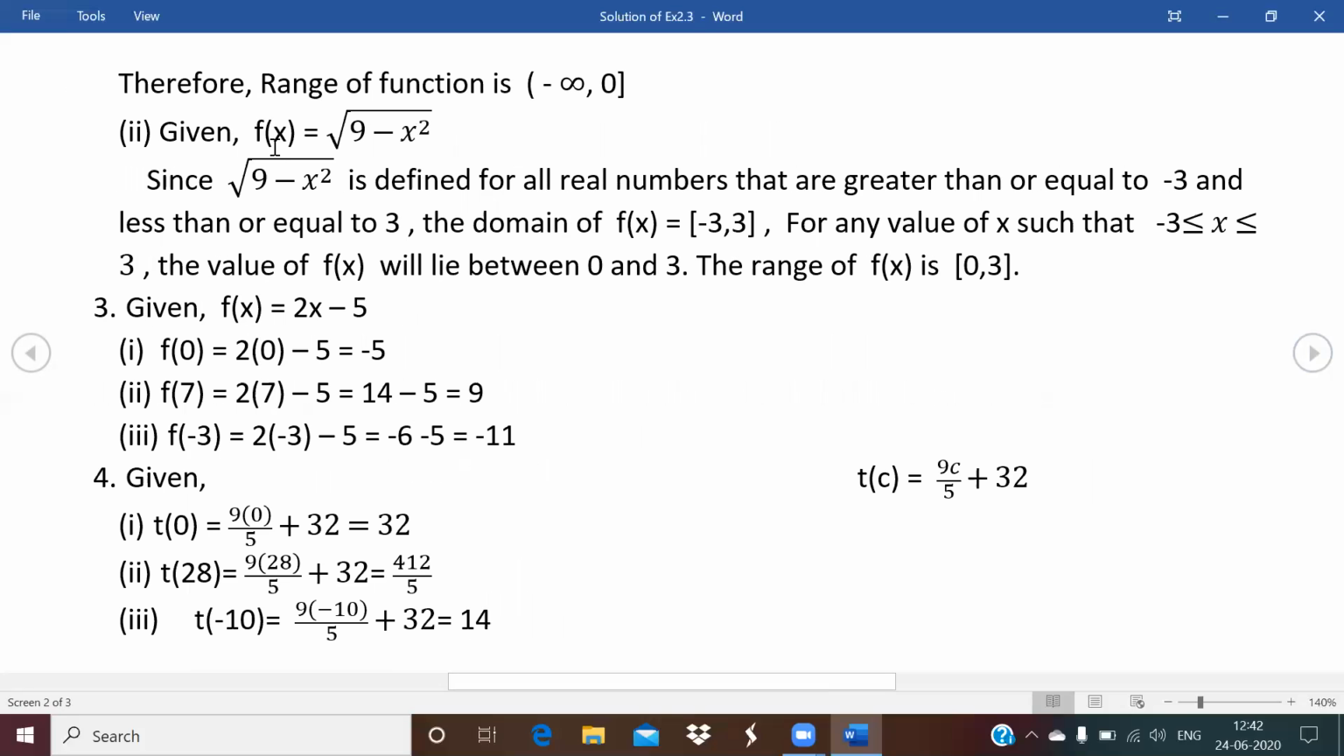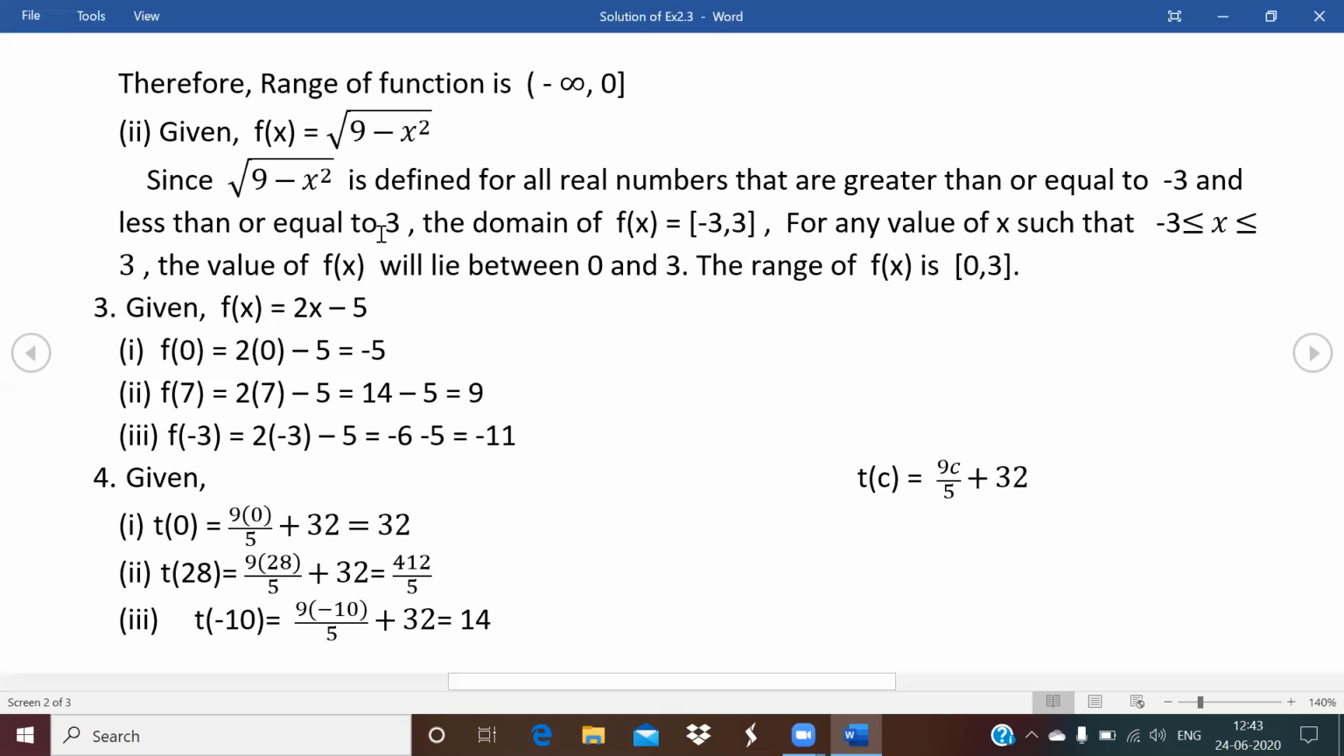And in case of the second function, it is given to you root of 9 minus x square. And we know that root of 9 minus x square is not defined for all real numbers. We can substitute values of x only from minus 3 to 3, because when we substitute minus 3 here, it will become 9. 9 minus 9 is 0. Root of 0 is 0, which is a real number. If we substitute any value less than minus 3, like minus 4, whose square is 16, and 9 minus 16 is negative, and root of a negative number is not possible. That's why we can't take less than minus 3.